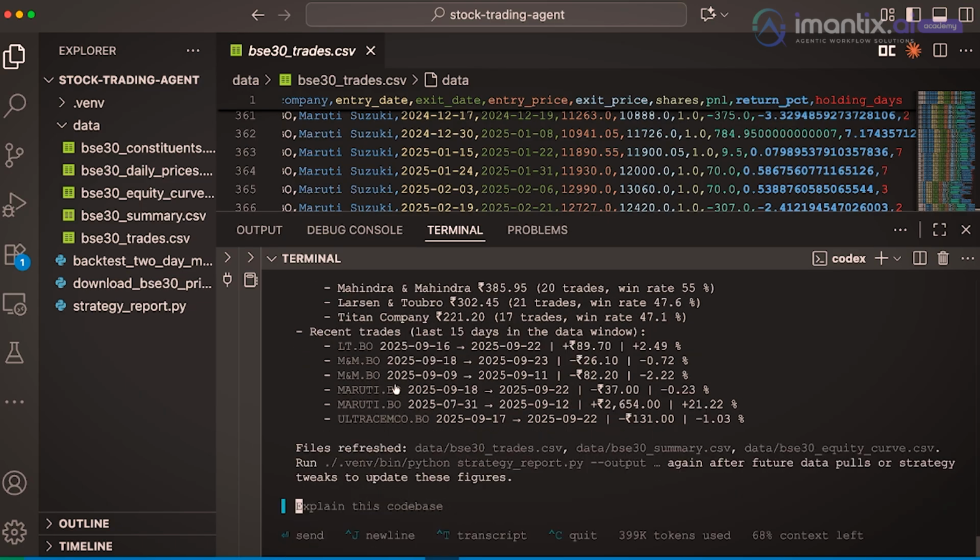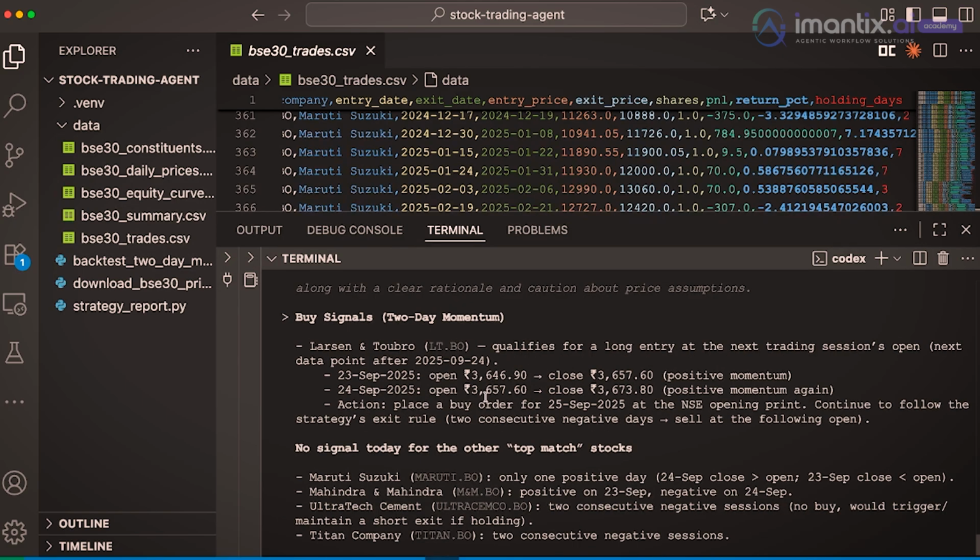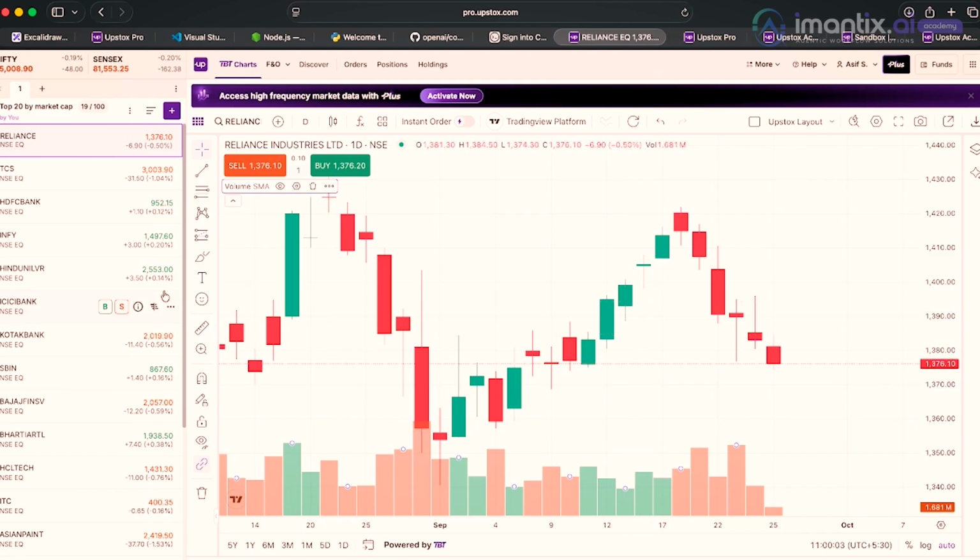But now let's look at the stocks that best match our strategy and generate trades for those particular stocks. So for the stocks that best match our strategy, generate buy calls for today. So it's saying the only stock that matches our strategy and is available, it would generate a buy call today for is L&T. Let's check this one out.